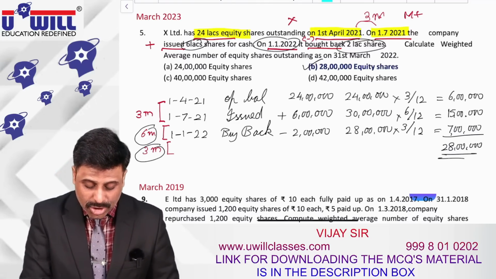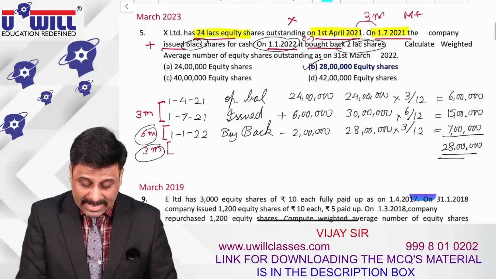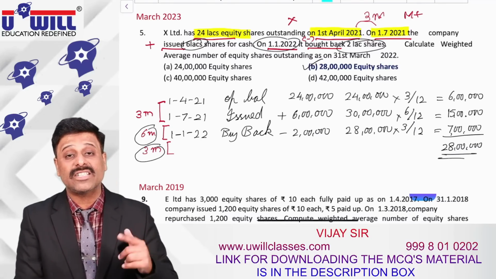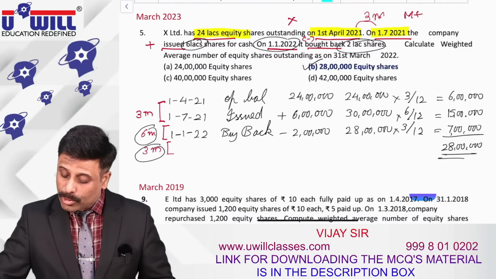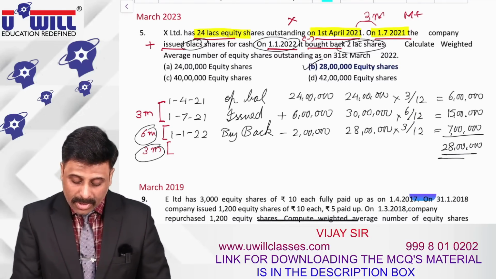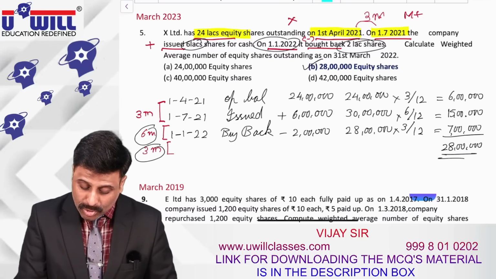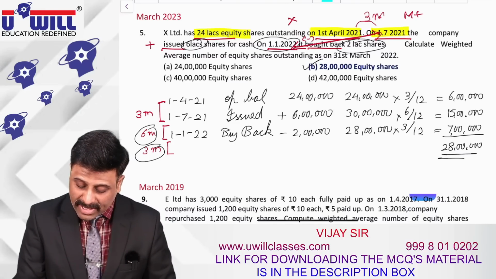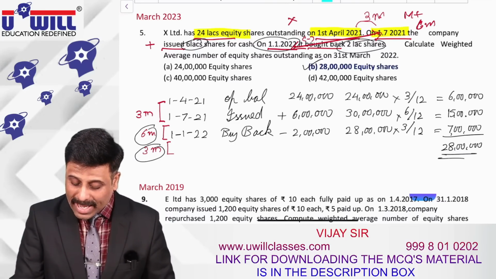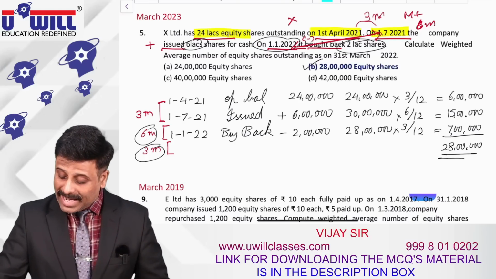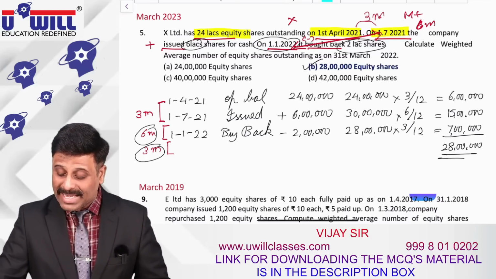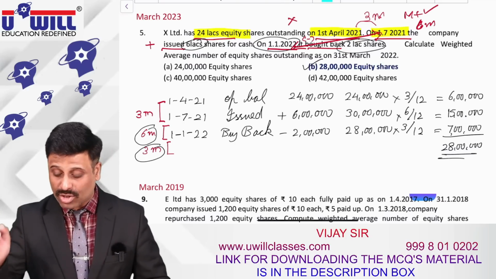Then the company issued means we have to plus 6 lakh shares for cash. So 24 plus 6 will be how much? 30 lakhs. So all of you do 30 lakhs into, now this period from July to January is a period of 6 months. So directly आप calculator पे कर लो 30 lakhs into 6 divided by 12 and press M plus. M plus you press on calculator.